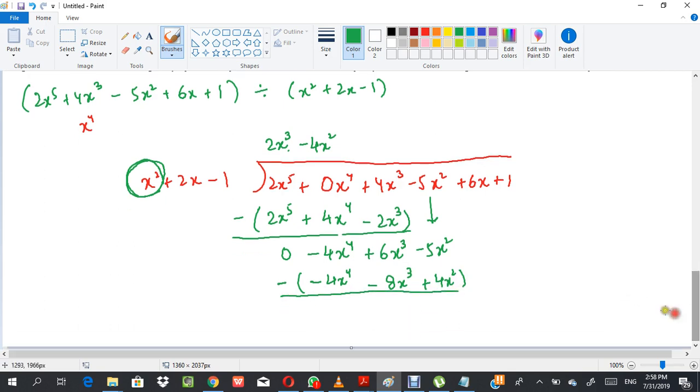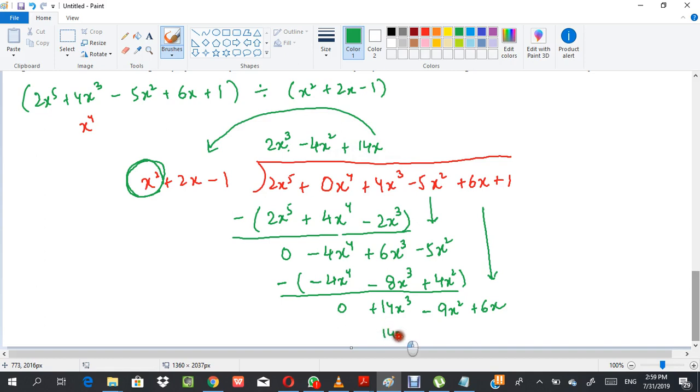So this gives me 0, this becomes plus, so this is 14x cubed, and this becomes minus 9x square. Let's bring this 6x down. Now, in order to get rid of this 14x cubed, I have to multiply the divisor by 14x. So now I'll multiply this 14x by the whole of the divisor.